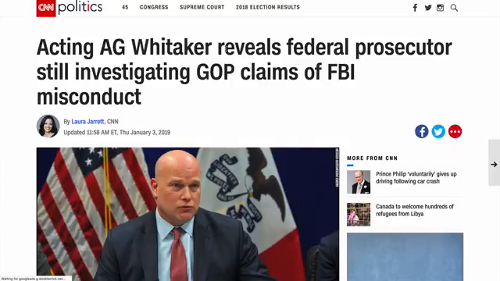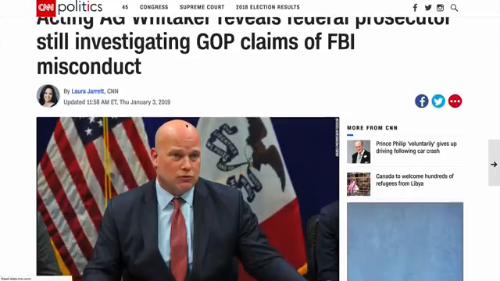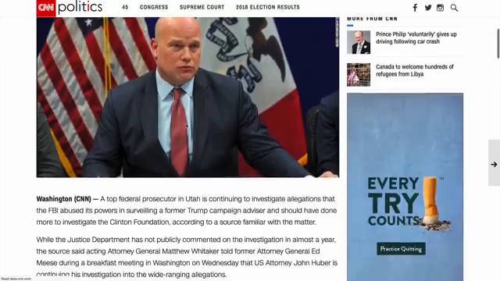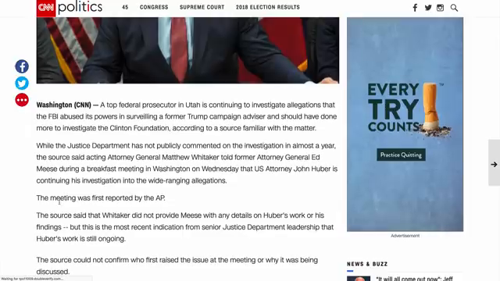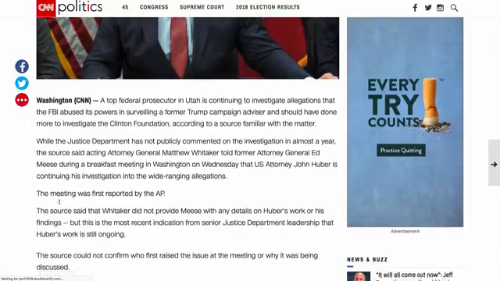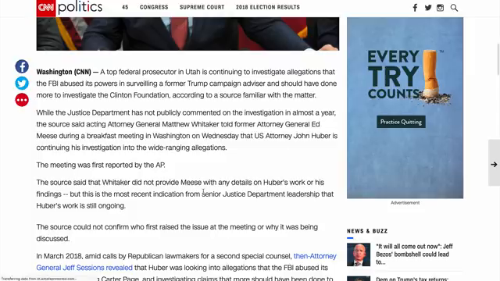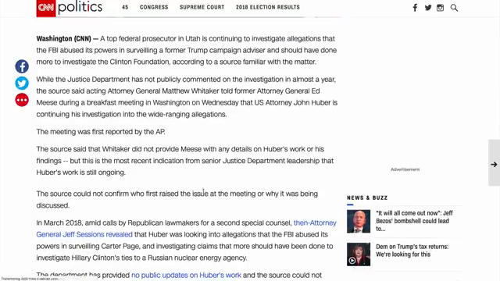This was an article that came out, you can see here, the very first few days of January, about a month and a week ago. And this article was discussing how over a breakfast meeting that Matthew Whitaker had with a former Attorney General, Ed Meese, Matthew Whitaker let it slip that Huber is still doing work.